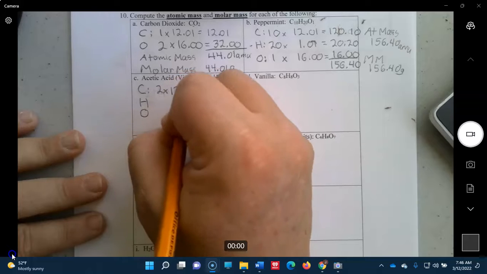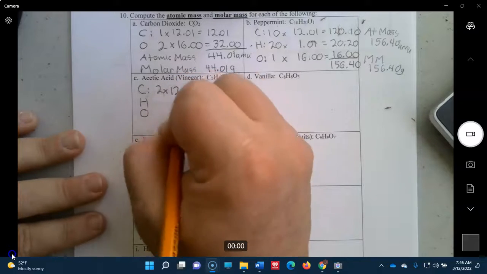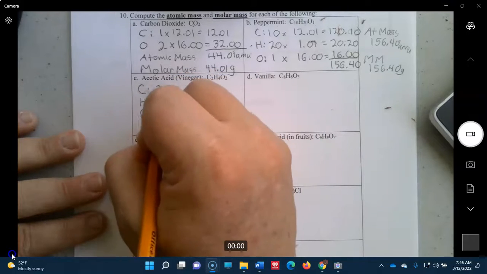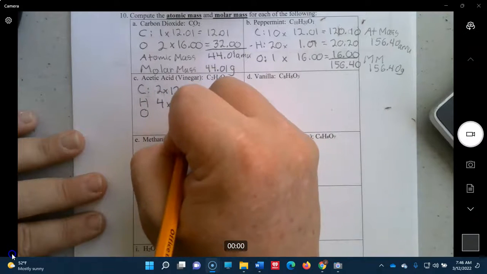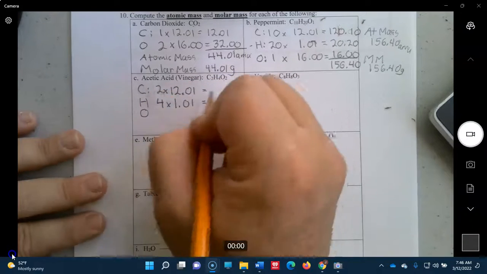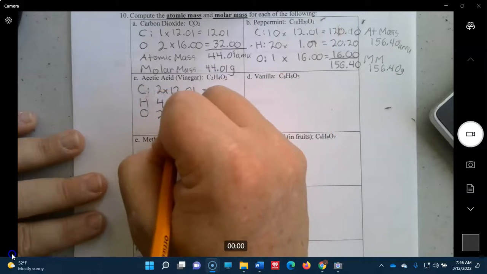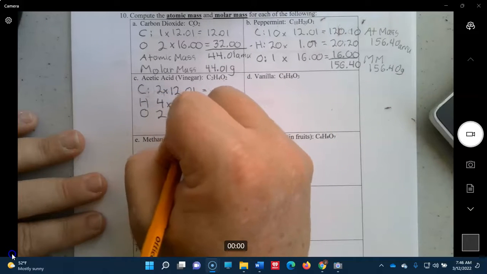Go to your periodic table for 12.01. Hydrogen, 4. Go to your periodic table, it's 1.01. And oxygen is 2. And periodic table says that's 16.